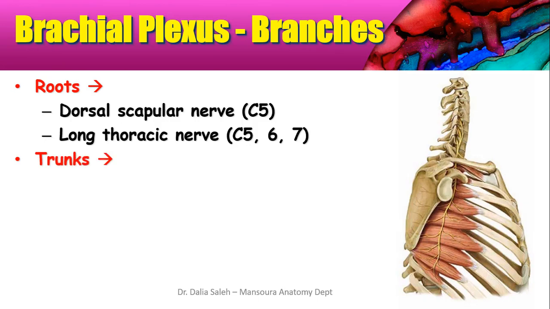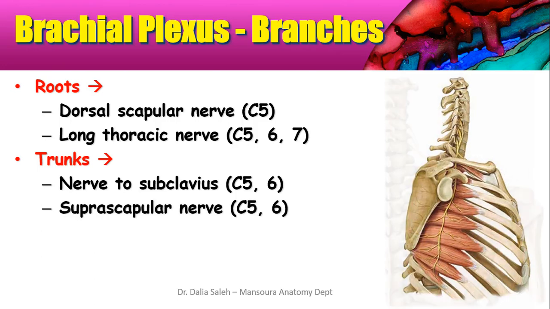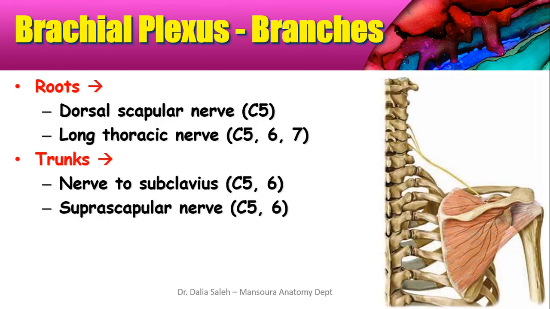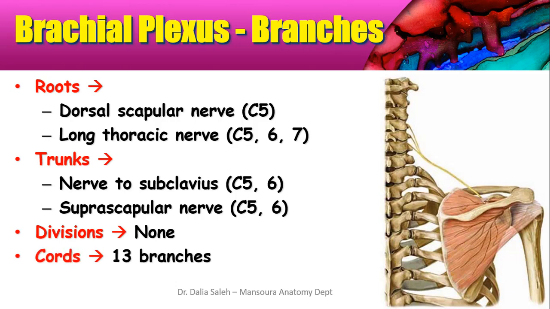Then we have the trunks of the brachial plexus. From the upper trunk, we have the nerve to subclavius, which arises from C5 and C6 roots and will supply the subclavius muscle. We also have the suprascapular nerve, which also arises from the upper trunk from C5 and 6 roots. It will supply both the supraspinatus and infraspinatus muscles. From the divisions of the brachial plexus, no branches arise, while from the cords of the brachial plexus we have 13 branches.